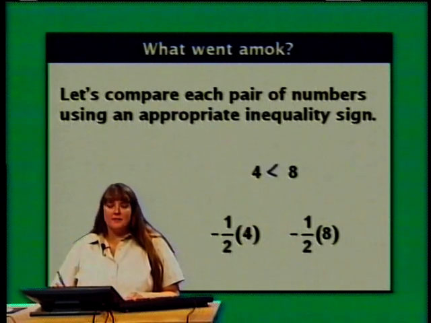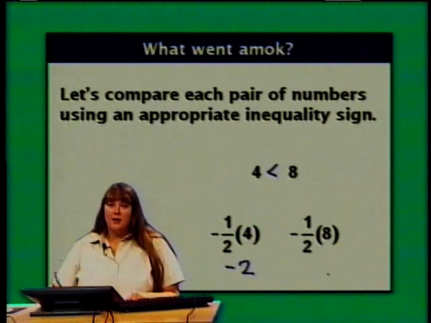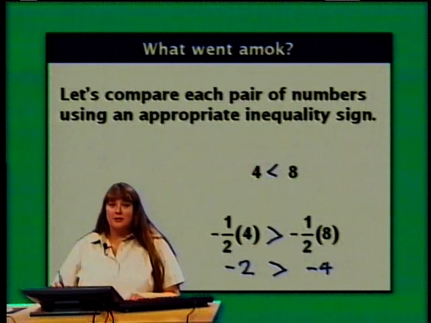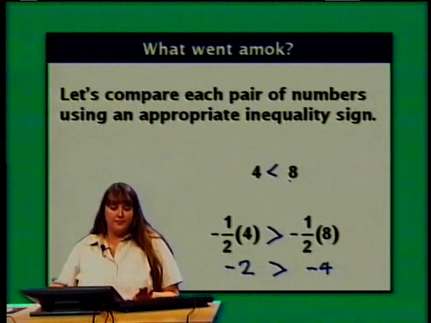But what happens if I multiply both the number 4 and the number 8 by negative 1/2? Negative 1/2 times 4 is negative 2. Negative 1/2 times 8 is negative 4. Negative 2 is greater than negative 4. So negative 1/2 times 4 is greater than negative 1/2 times 8. Notice that the sense of the inequality reversed when I multiplied both 4 and 8 by negative 1/2.